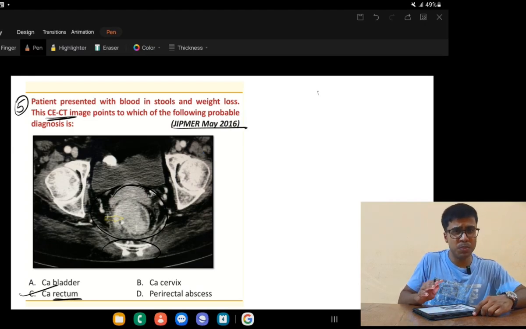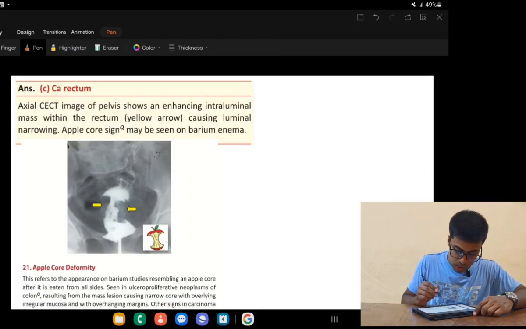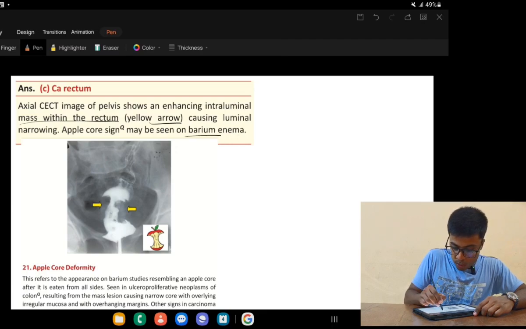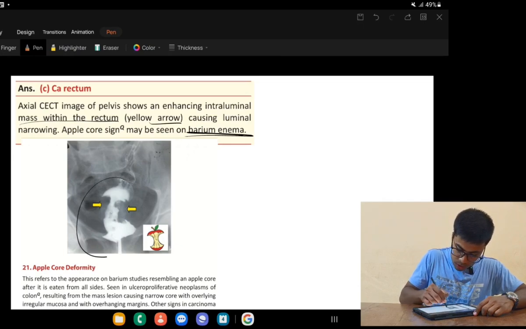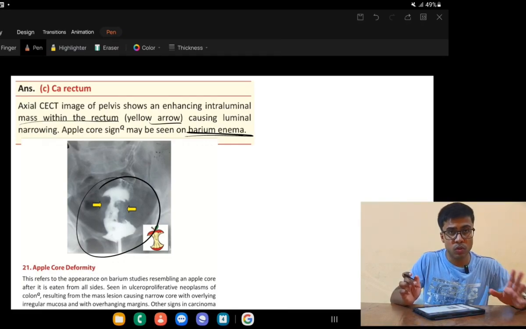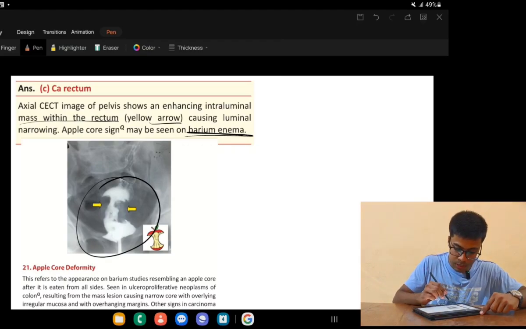This is a simple short question, but sometimes we tend to make mistakes, so we should know this. The actual CECT image of pelvis shows an enhancing intraluminal mass in the rectum, yellow arrow, causing luminal narrowing. Apple core sign may be seen on barium enema, the same we will be seeing in the colon. One more apple core sign we have is carcinoma esophagus, but that is in the esophageal area. This is in the colon area.